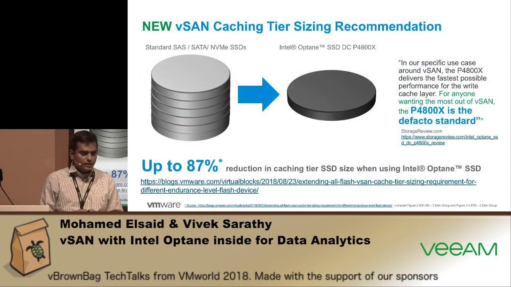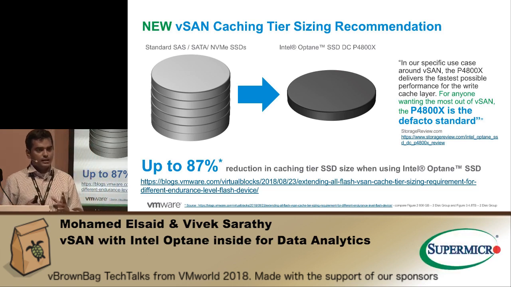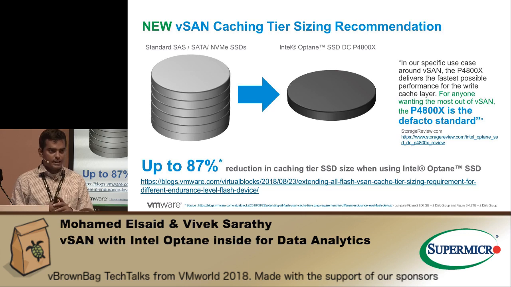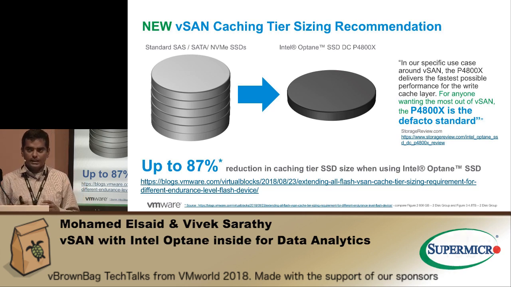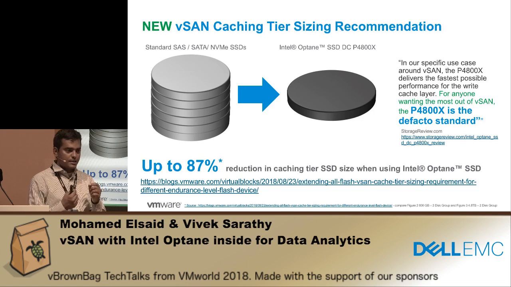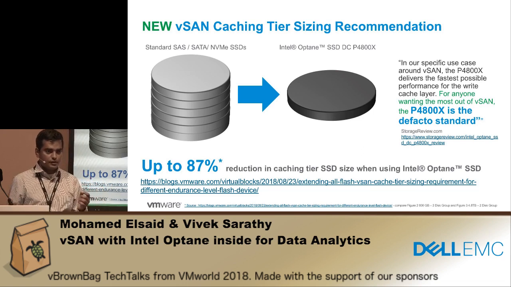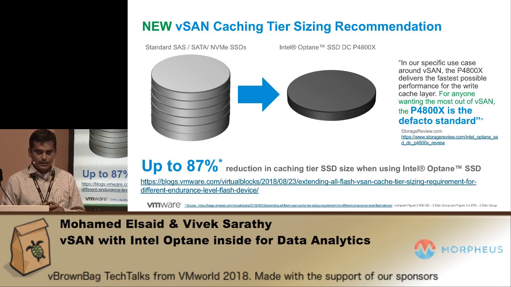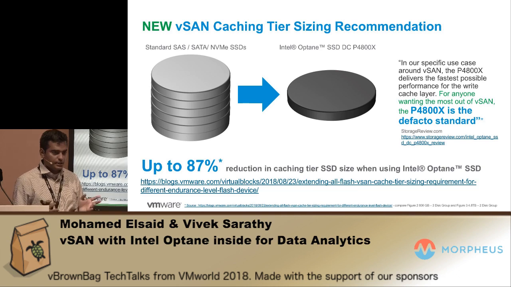VMware came out with a blog explaining this whole concept of how does it work, how does the whole endurance scenario affect the size of my caching, right? There's a detailed table that's been put out on this blog that gives you, okay, how do different I/O patterns affect how many standard SSDs do I need and how many Optane SSDs do I need, right?